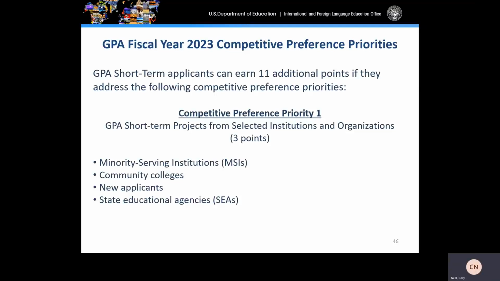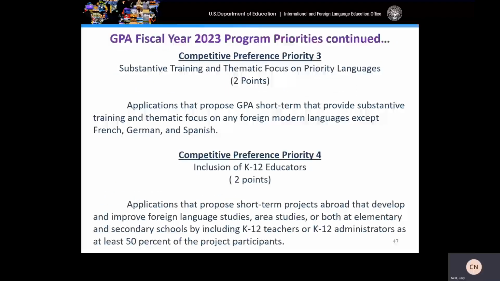The first of these CPPs is Competitive Preference Priority 1. We award 3 additional points to applicants from minority serving institutions, community colleges, state educational agencies, or new applicants to the Group Projects Abroad program. You only need to satisfy one of these 4 categories in order to receive the points. Also, if you're curious whether or not you're a new applicant, you're not sure your institution has ever received an award, just contact me and I can look that information up for you. Okay, as a side note, you probably noticed that we skip from CPP 1 to CPP 3. That's only because CPP 2 is for long-term projects only, so don't let that confuse you.